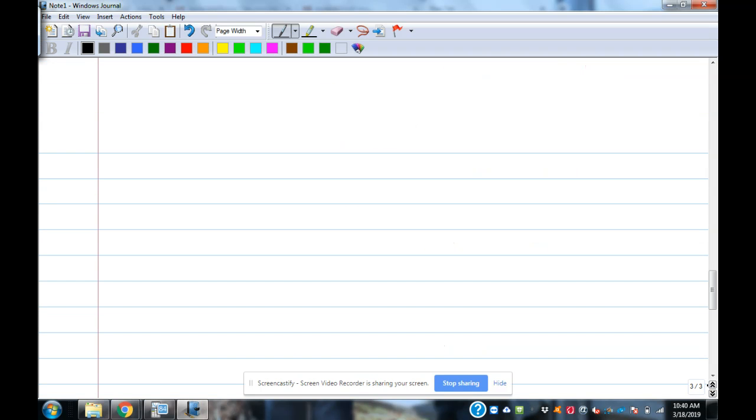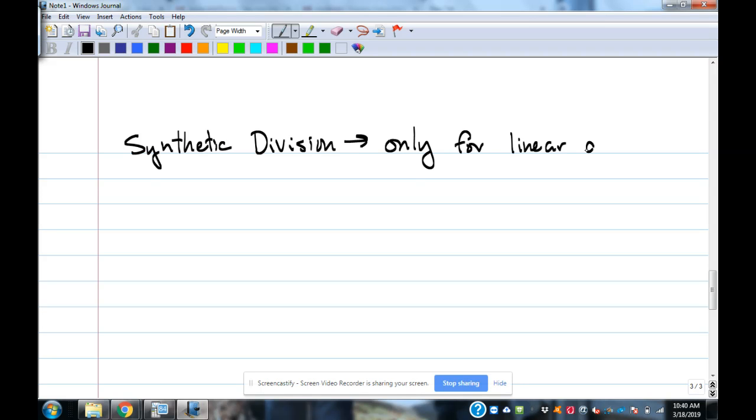All right, let's look at synthetic division. Synthetic division takes the idea of long division and it works for linear divisors. Okay, so synthetic division only for linear divisors. By linear divisors, I mean something that looks like mx plus b. So linear equations, y equals mx plus b. So something that looks like that is what we're looking for there.